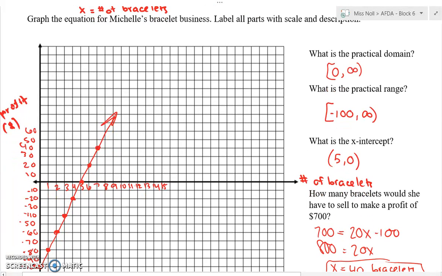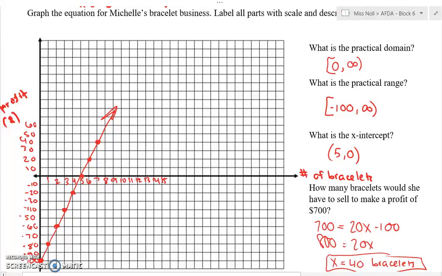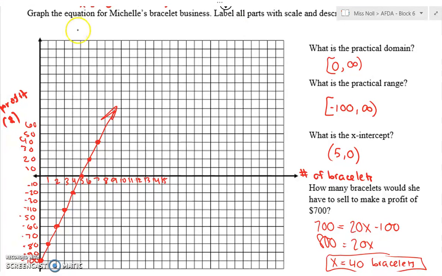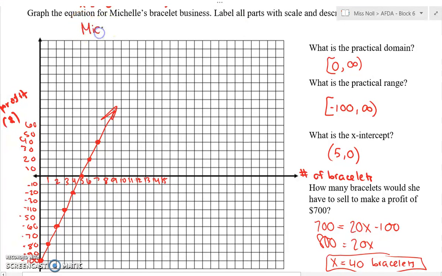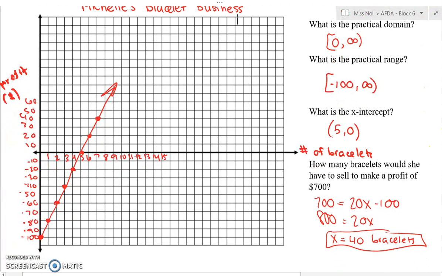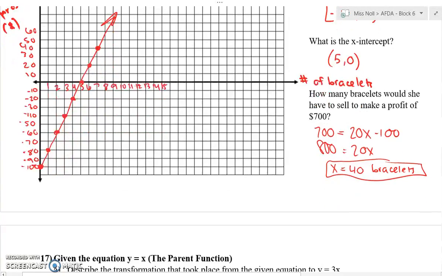But I did want to also mention that I kind of forgot to put a title for this graph. So you do want to make sure your graphs have titles. So I would just call this something like Michelle's Bracelet Business or something like that. But once I have that, then that looks pretty good. So that is number 16 for you. Okay.